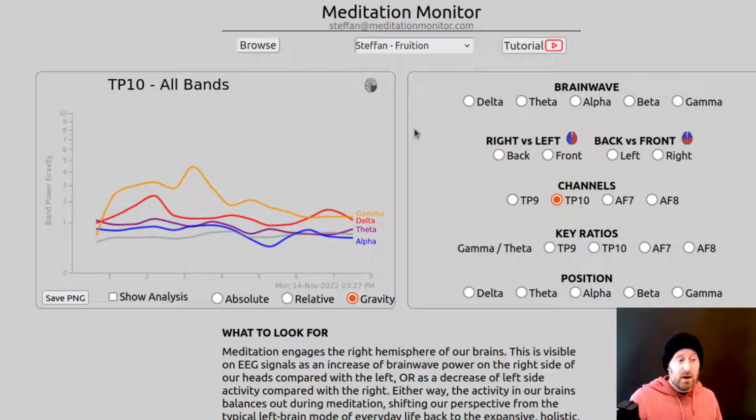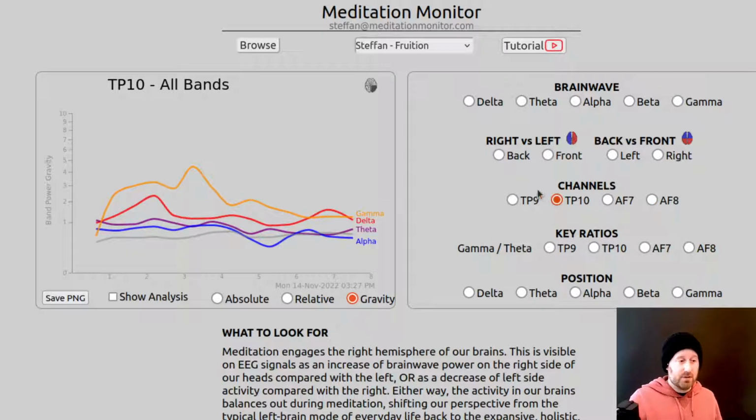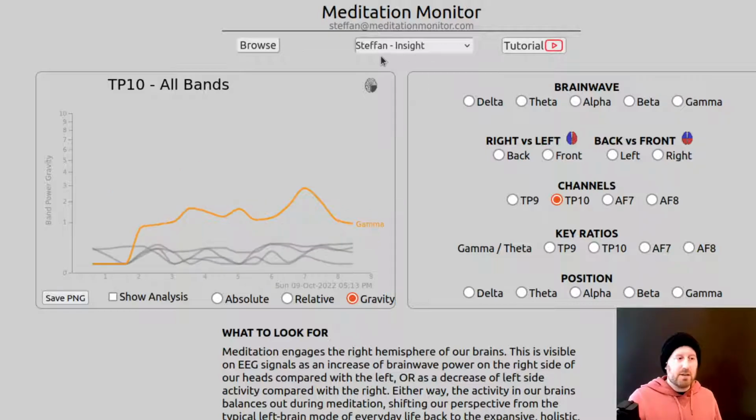So again, very similar to the other session that we're looking at, TP9, AF7, AF8, nothing going on here. Again, TP10. This is where it happens for a lot of us. I wanted to toggle between this very interesting meditation session and insight. This insight, I've labeled it. This is what I find to be a very standard meditation for me. After a lot of momentum is built up, if I do a couple of sessions, if I keep it up over a few days, my recordings tend to look like this, where on TP10 there's an increase in gamma.